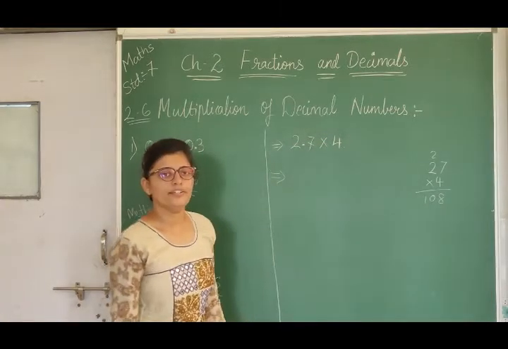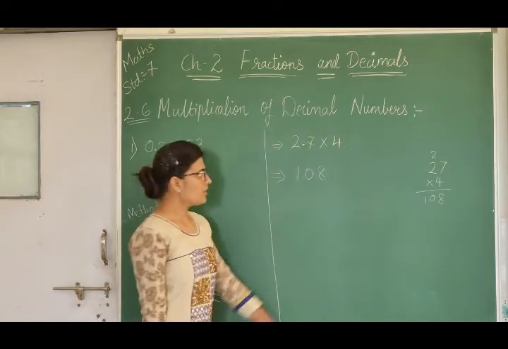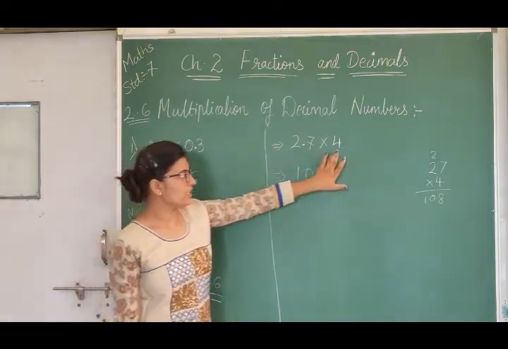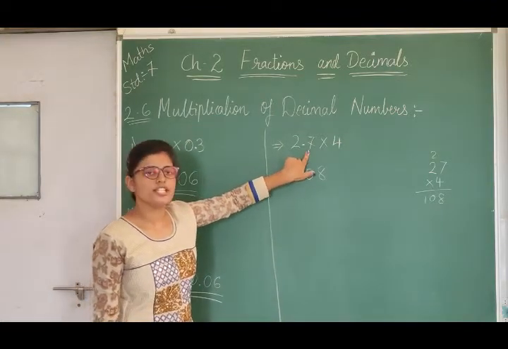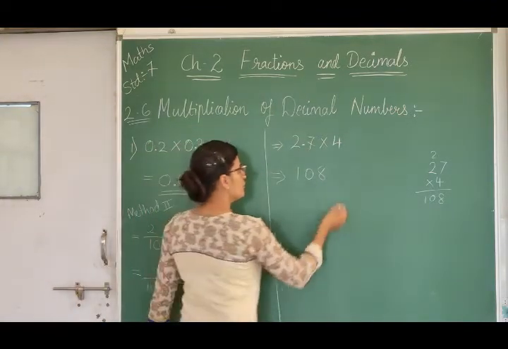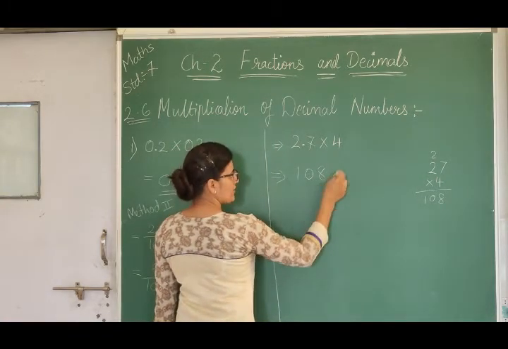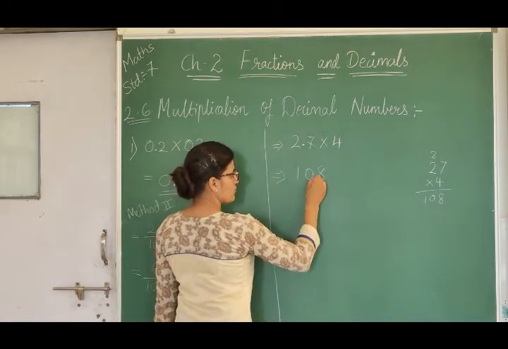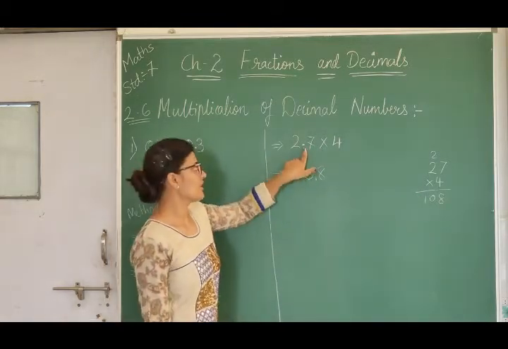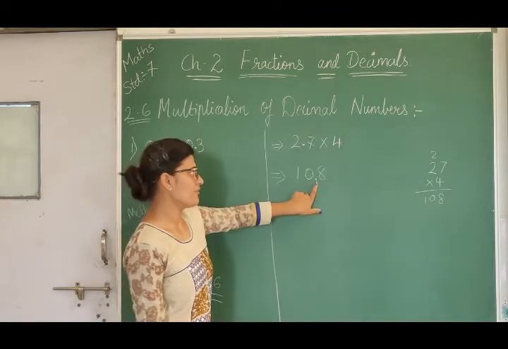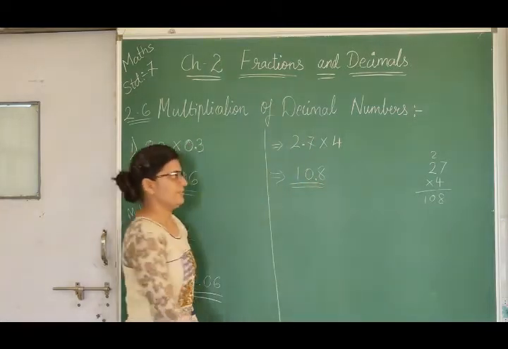So 108. So the answer is 108. Now here you can see after the point how many digits are there. Here you can see after the point only one digit is there. So what will we do? Leaving one digit from the right hand side, it will be left outside, and before that a point will be put. So here you can see after the point one digit, here also after the point one digit. So this is the required answer.